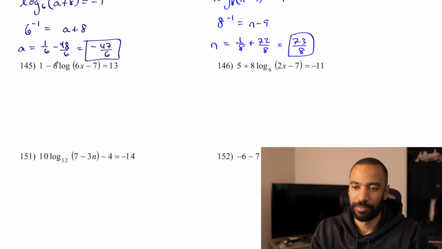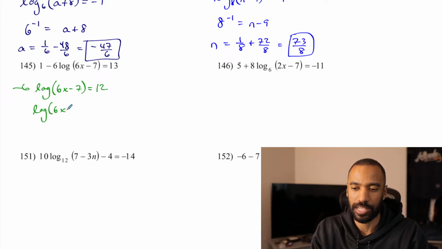Number 145. Subtract 1 from both sides. You'll get negative 6 times log of 6x minus 7 equals 12. Divide both sides by negative 6. You'll get log of 6x minus 7 equals negative 2. Now, this is a base 10 log going on right there. So if I work my 10 magic, it will cancel this part out, leave me with 6x minus 7.